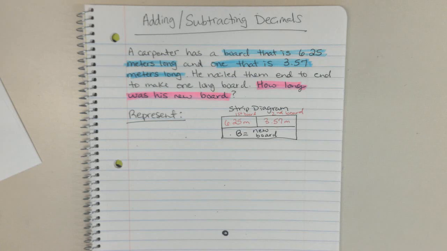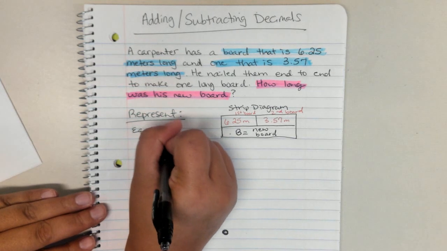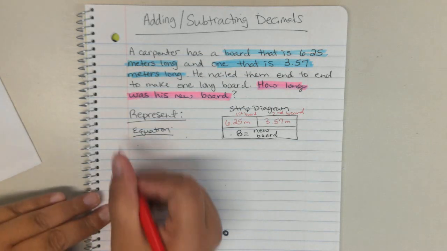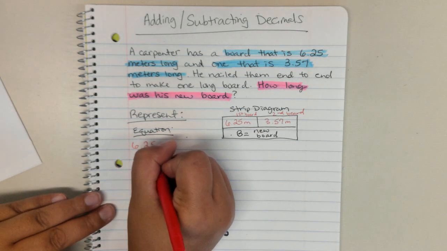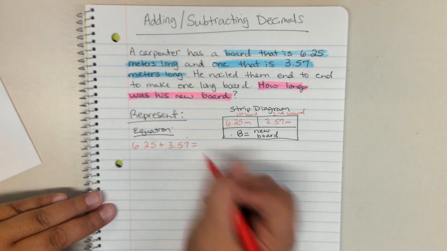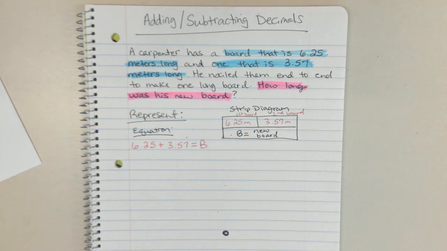I can also write it as an equation. Which was my first board plus my second board, which would equal B for my new board. So I'm trying to solve for the letter B. I just input the letter B as a variable to stand for the new board, which is actually going to be a number that I'm trying to find out.